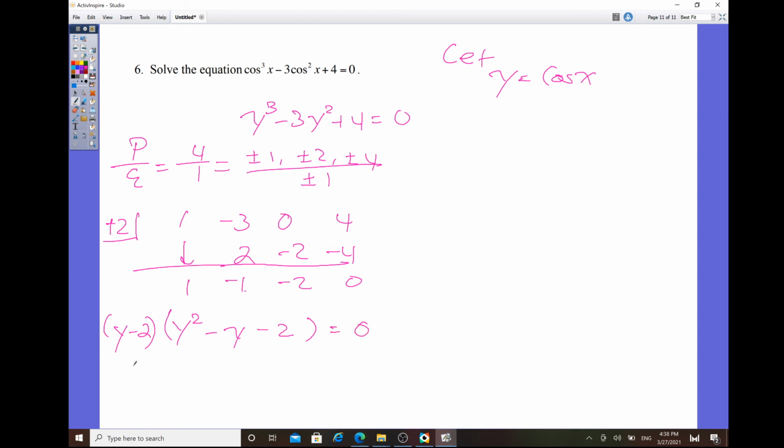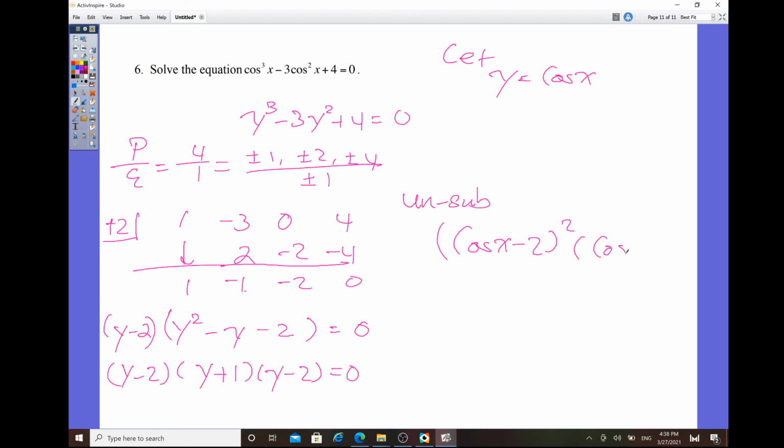And then factor it, so we do have y minus 2. So this one would be y plus 1. And then y minus 2. Okay, so y minus 2 appears twice. So that means, well, y, what is that? Cosine of x. So cosine of x minus 2, quantity squared. And then rewrite it and substitute. Cosine of x plus 1 equals 0.